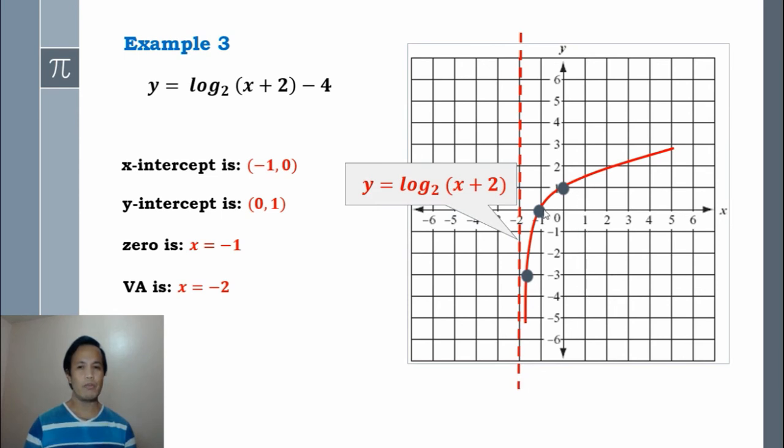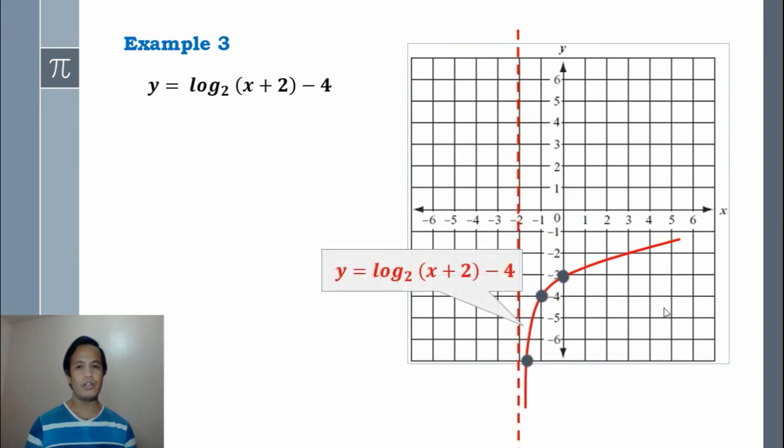So this point will move 4 units downward. So 1, 2, 3, 4. So this is now the new location of that point. Another point, 1, 2, 3, 4. So if we have the graph like this, 4 units downward. The original location of this point is here, so 1, 2, 3, 4. And the original location of this point is here, so we have 1, 2, 3, 4. And the same as with this point, and the vertical asymptote stays the same.